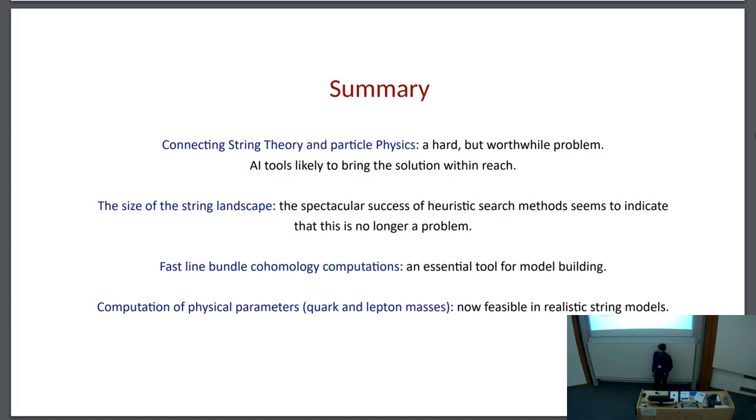You said at the beginning that you will not talk about moduli stabilization. Is there anything that you can use ML to address in moduli stabilization?